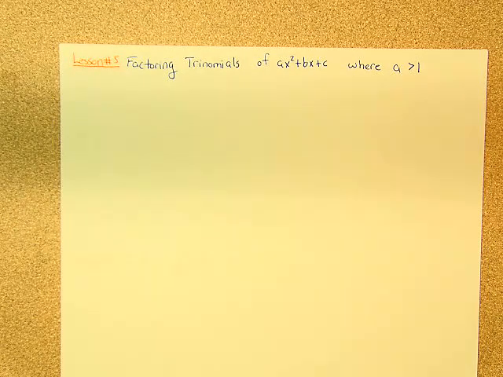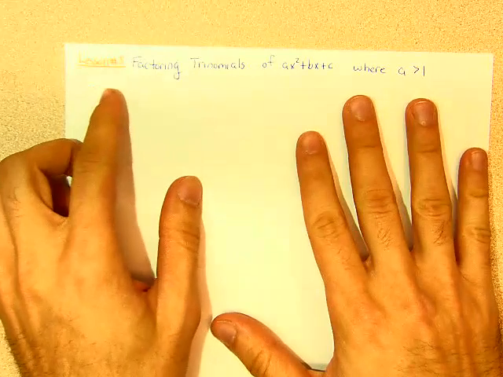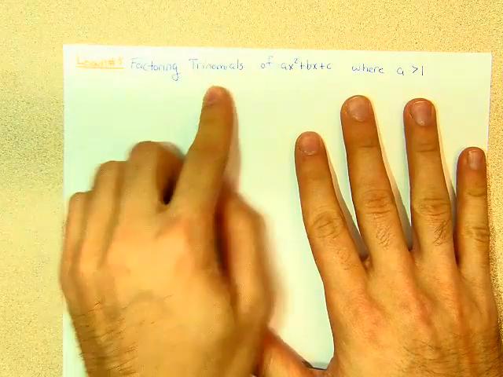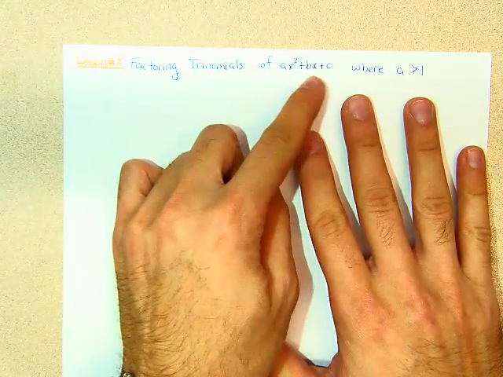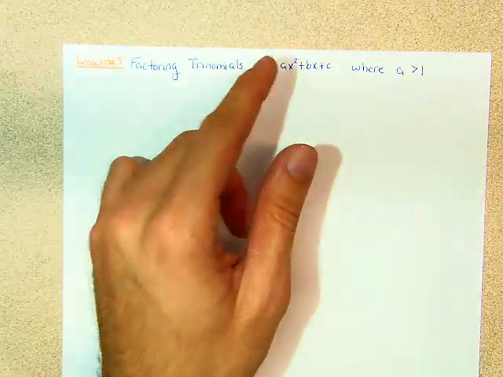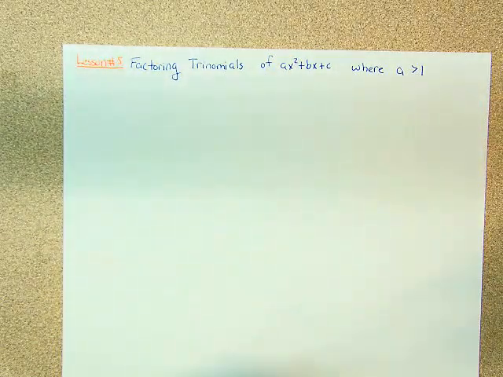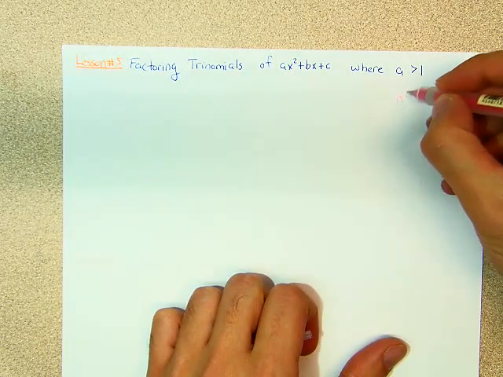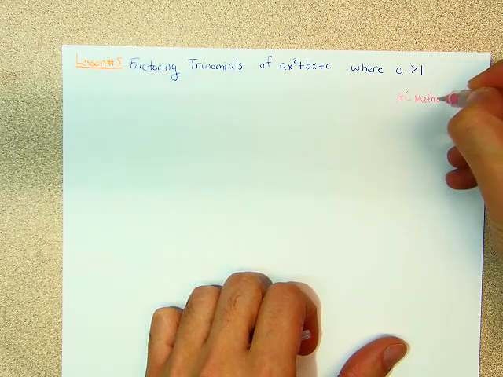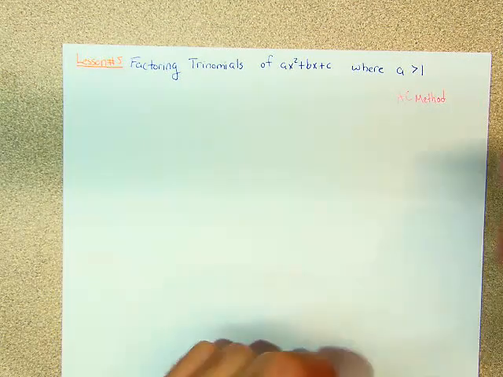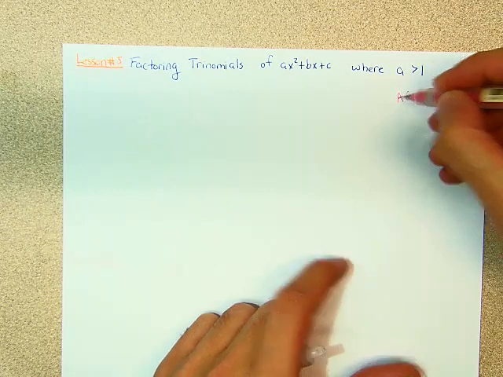All right, so let's finally do this. Let's take a video on factoring trinomials of ax squared plus bx plus c, where a is greater than 1. So here, this will be the AC method. Every high school in the country uses this method, and we will practice this right now.